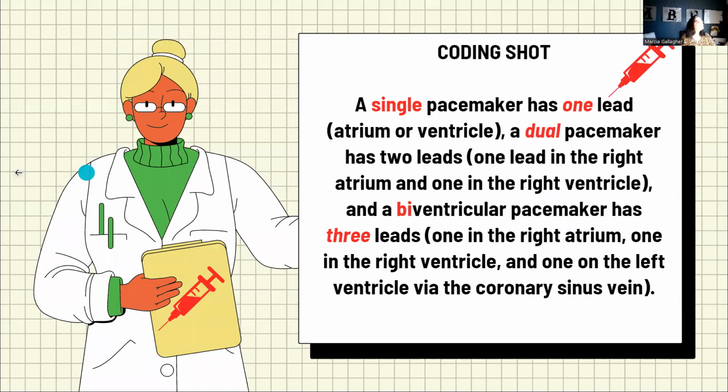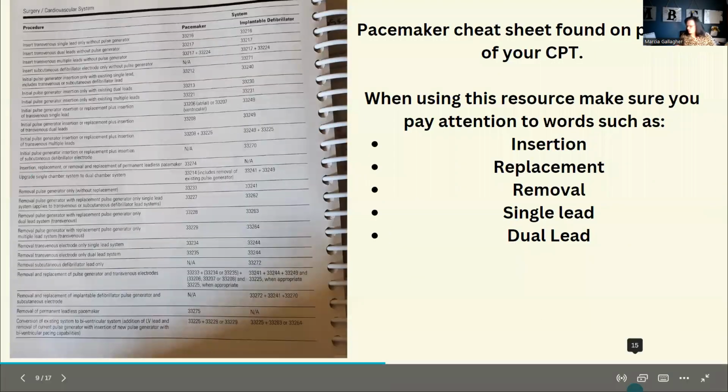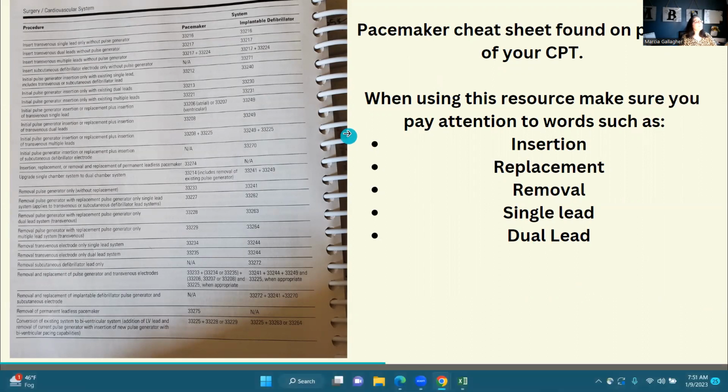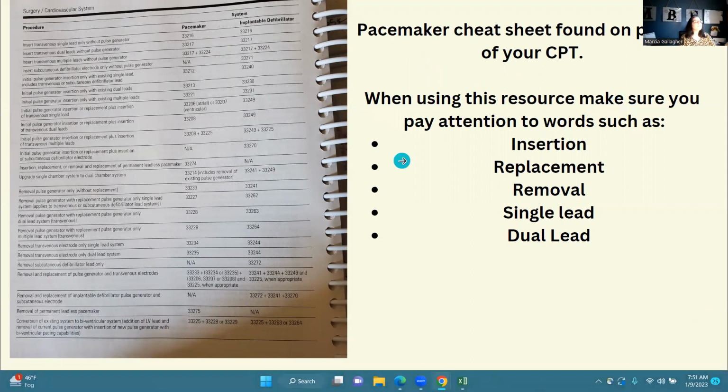So I want you to look on page 250 of your CPT. There you're going to find a pacemaker cheat sheet. When using this resource, make sure you pay attention to words such as insertion, replacement, removal, single lead, dual lead.